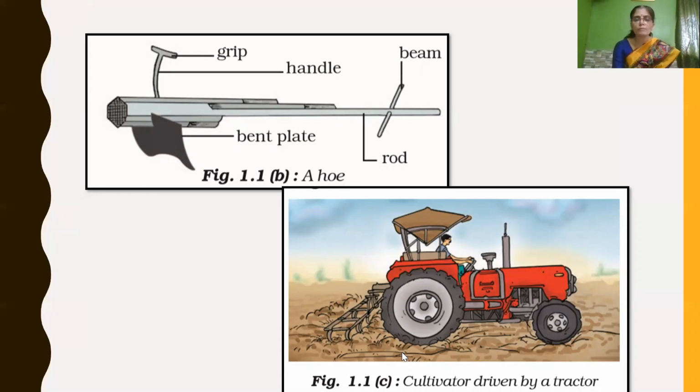So you should know the parts of all these implements. Only two implements with labeling of the parts are there. One is plow, the other one is hoe. So both the diagrams' labeling you should know. And now down, what is it? This implement, what is it called? Cultivator. It is a modern implement, the cultivator driven by tractor, isn't it? What is the use of this implement? This implement is used for plowing, leveling, etc. So it is called a cultivator.